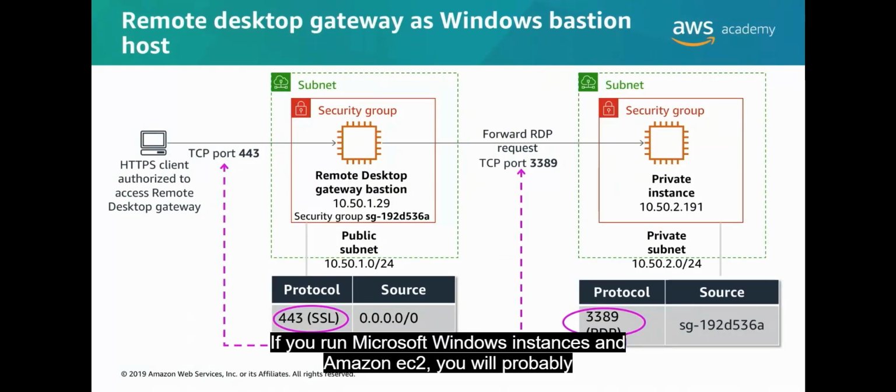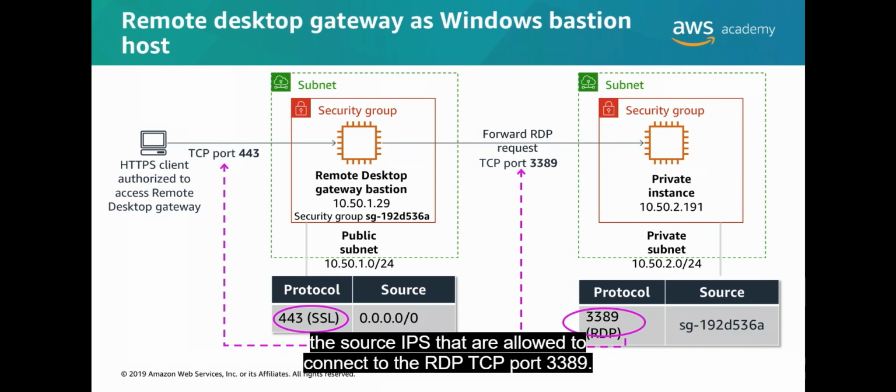If you run Microsoft Windows instances in Amazon EC2, you will probably perform remote administration using Remote Desktop, also known as RDP. You configure the EC2 instance's security group rules to define the source IPs that are allowed to connect to the RDP TCP port 3389.